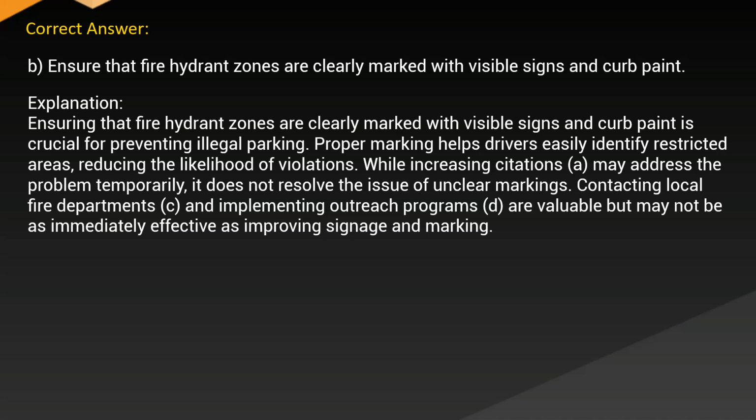Correct answer. B. Ensure that fire hydrant zones are clearly marked with visible signs and curb paint. Explanation. Ensuring that fire hydrant zones are clearly marked with visible signs and curb paint is crucial for preventing illegal parking. Proper marking helps drivers easily identify restricted areas, reducing the likelihood of violations. While increasing citations may address the problem temporarily, it does not resolve the issue of unclear markings. Contacting local fire departments, C, and implementing outreach programs, D, are valuable but may not be as immediately effective as improving signage and marking.